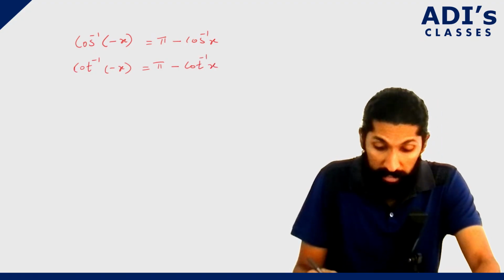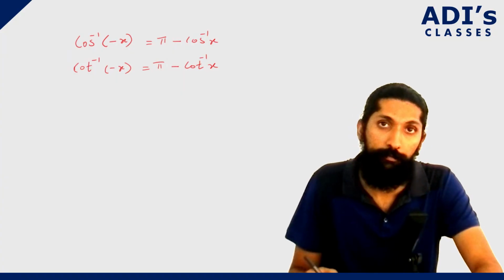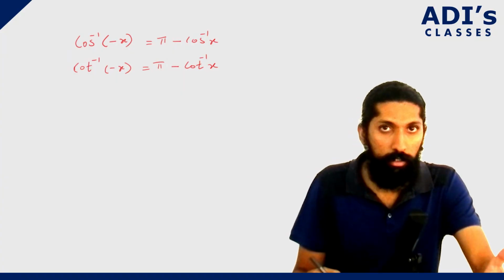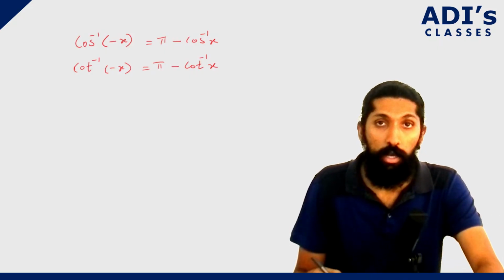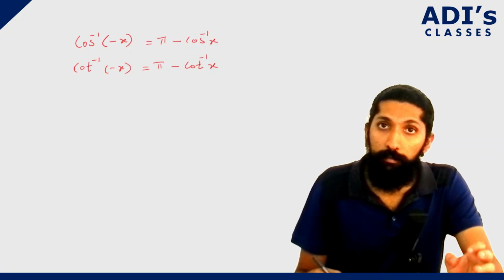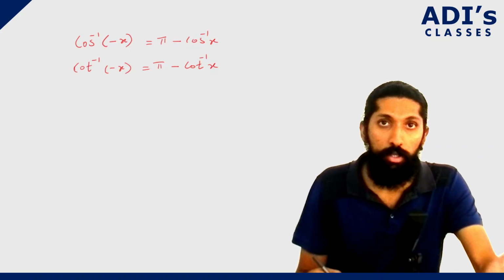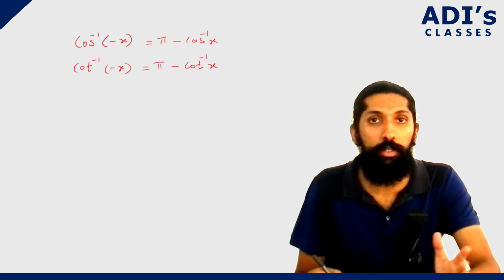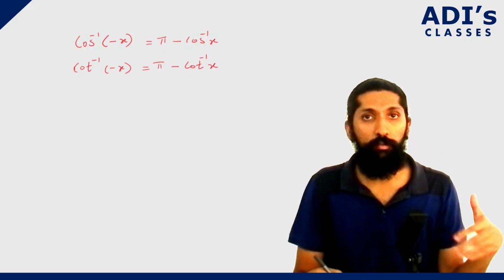The reason why these two come as pi minus is because of the graph. You guys saw the graph in the last video, how the cos inverse and cot inverse graphs are. Because of the graph, the negative part of the inverse trigonometric function comes in the second quadrant. So pi minus that particular value is going to give you the angle. Clear? So let's solve a couple more problems now.